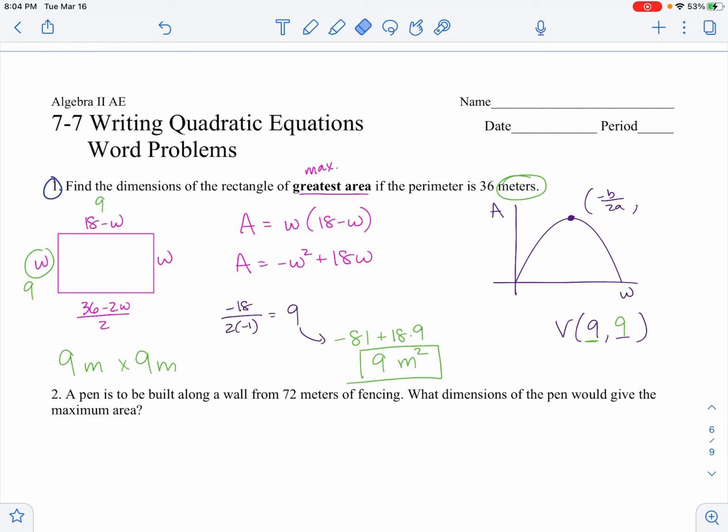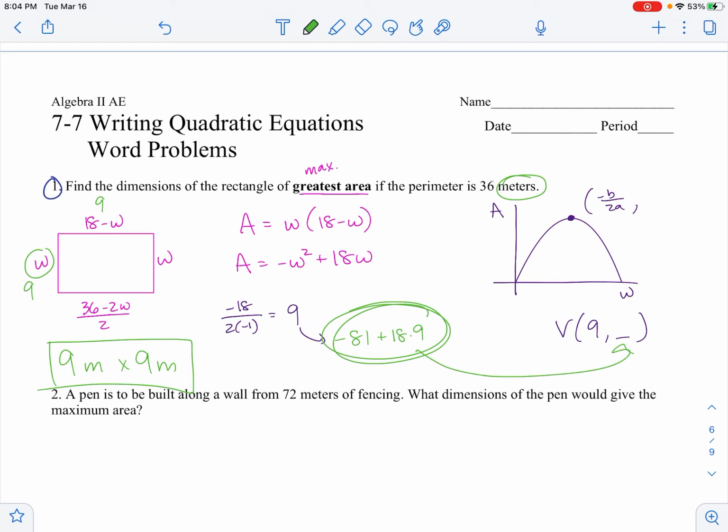Shoot, I did something wrong. Sorry, that should not be 9. I get a 9 meter by 9 meter rectangle, well, in this case, square. I did the calculation wrong over here, but if I had not, that number, whatever it is, would be the maximum area. All right, so depending on the questions that I ask you.